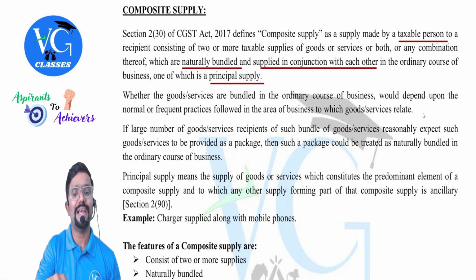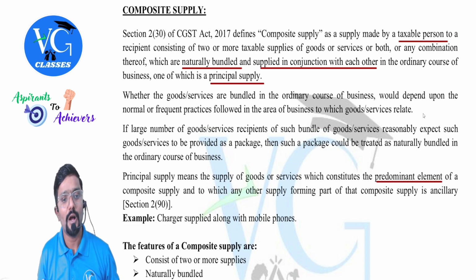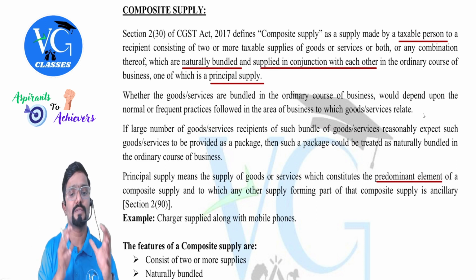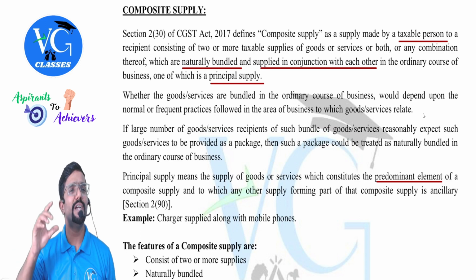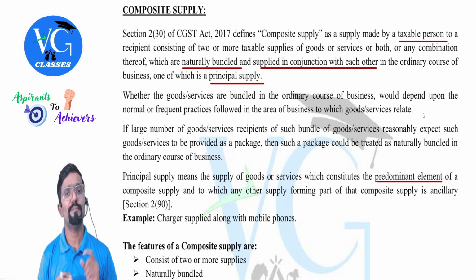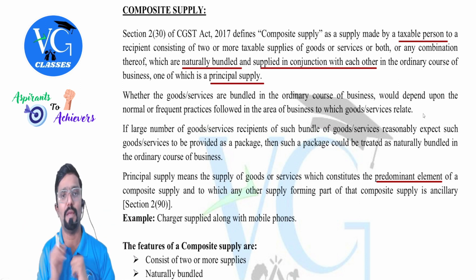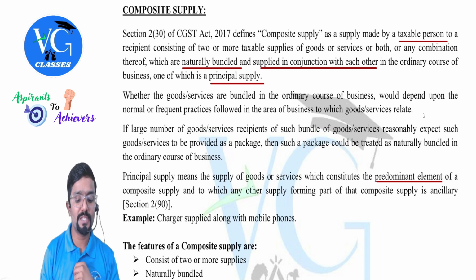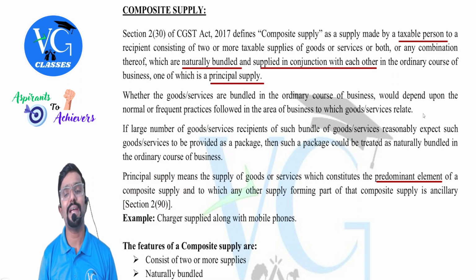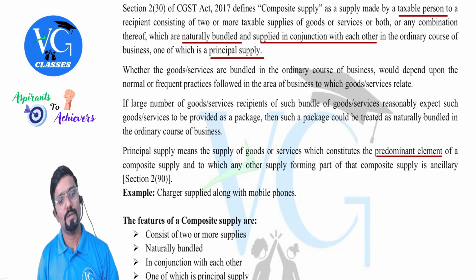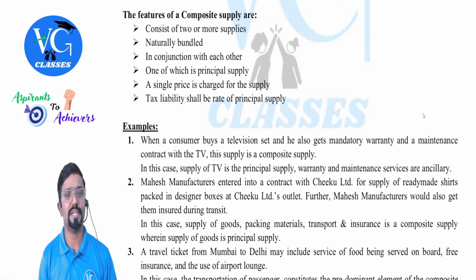Principal supply means a supply of goods or services which constitutes the predominant element of a composite supply and to which any other supply forming part of that composite supply is ancillary. In my example, charger, bag and all are what? Ancillary. Please remember, guys, the key terms. Principal supply means predominant element. Principal supply is defined in Section 2, Clause 90. An example is chargers supplied along with mobile phones. Which is the principal supply here? Mobile phone. Charger is ancillary to it.